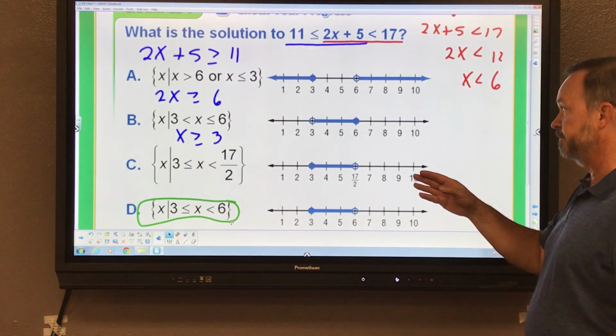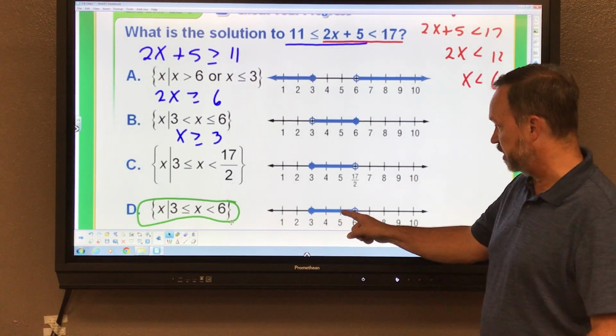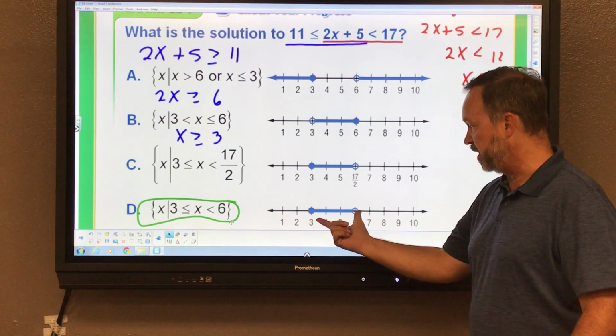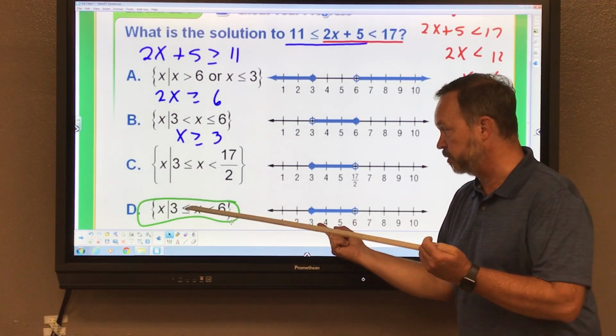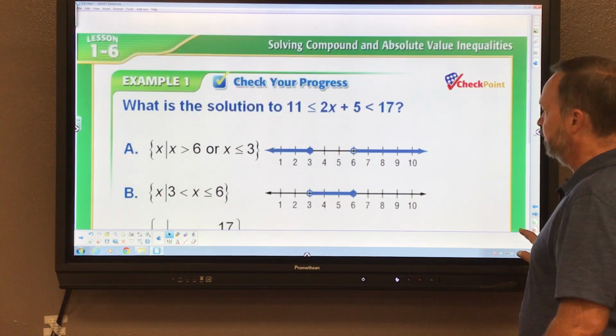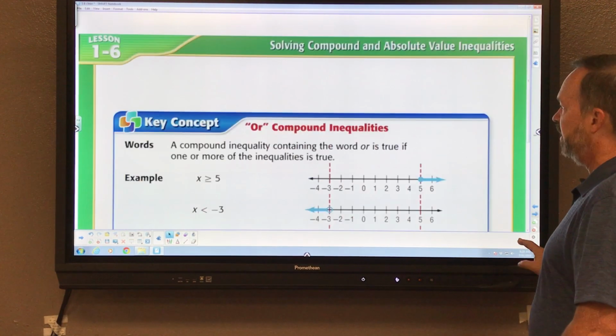write the right inequality but the wrong graph. But you can check it and see that 3 is less than x and x is less than 6. So you can see x is really squeezed between 3 and 6, but it could include the 3 because we have the equal. All right. So we've done that, we're doing that, you can see the answer is D.